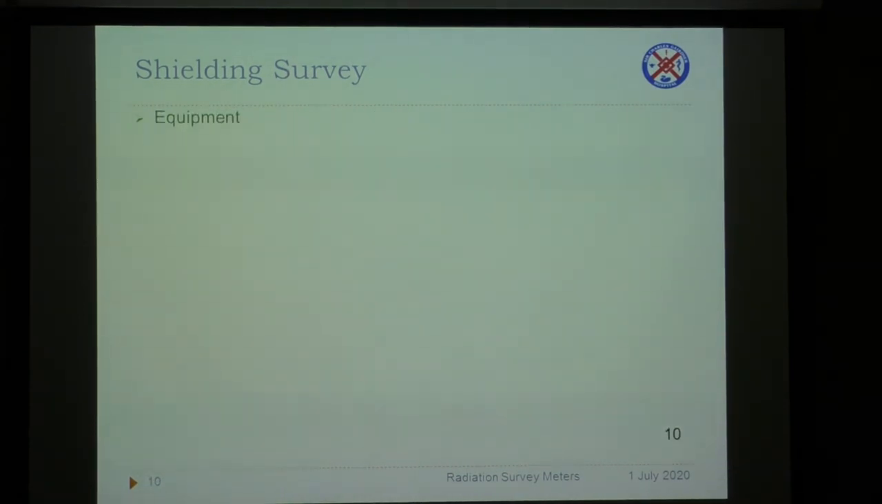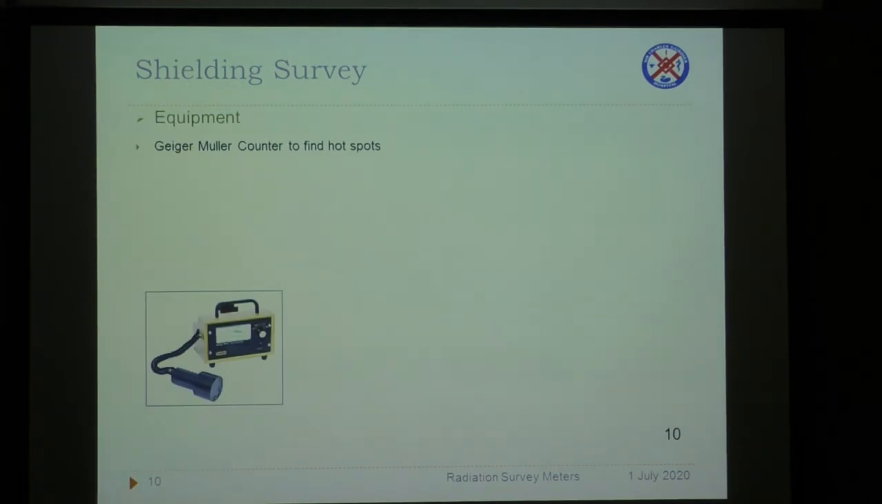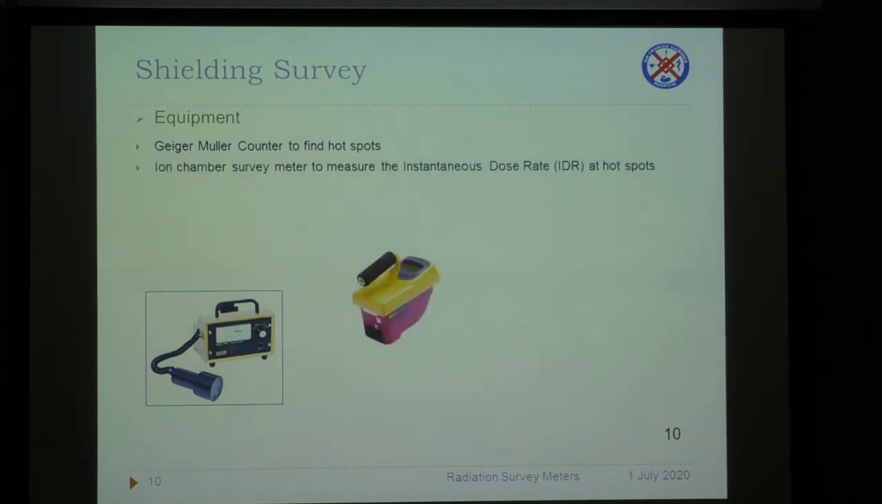When you do a shielding survey, the equipment you need is a Geiger-Müller counter to find hotspots, because it's a lot easier to find hotspots with a GM tube, as they're much more sensitive. You need an ion chamber survey meter to measure the instantaneous dose rate at these hotspots. The GM tube can't quantify the radiation, it can just tell you that it's there, and then the survey meter you use to measure the amount of radiation that's there.